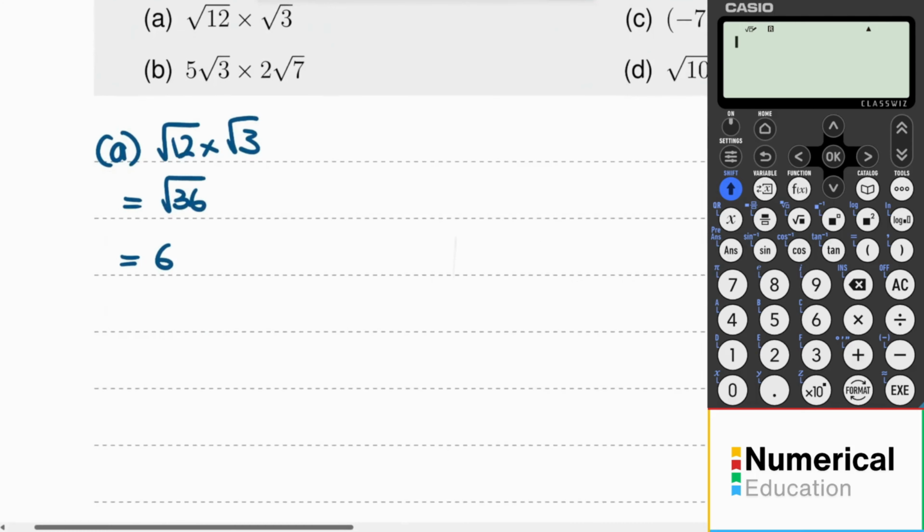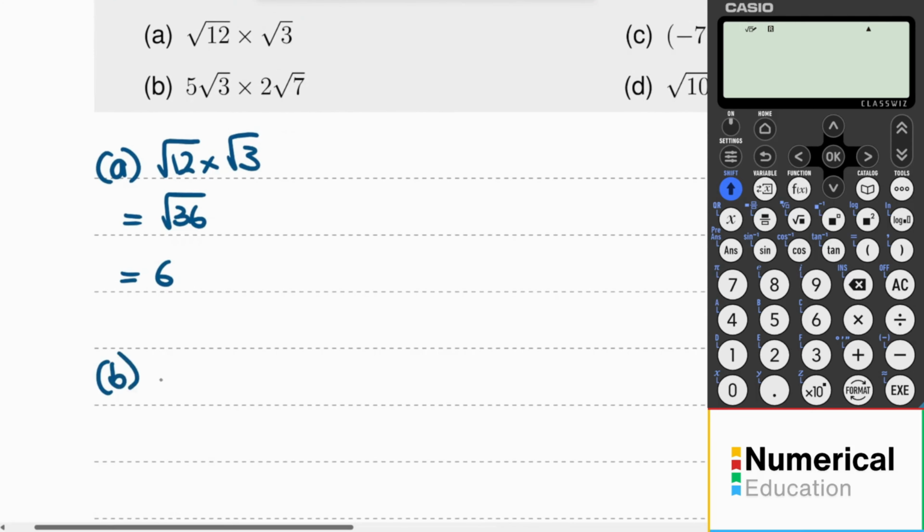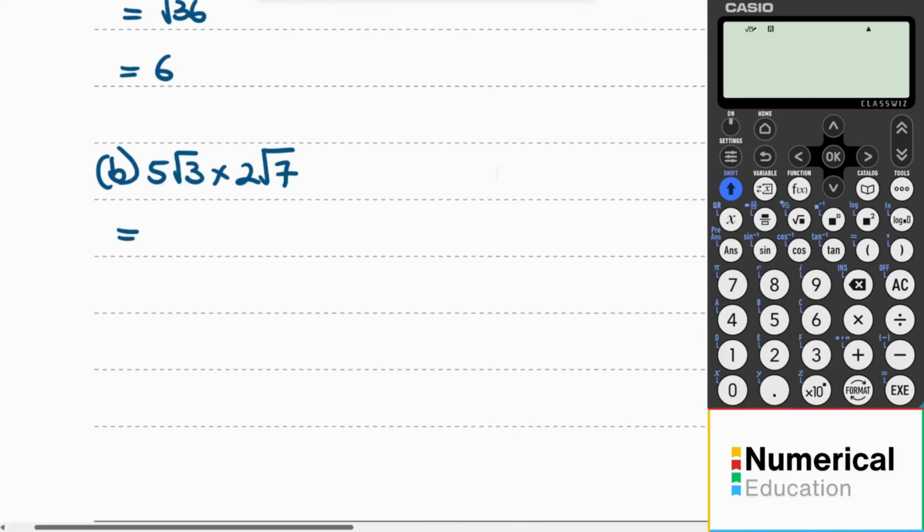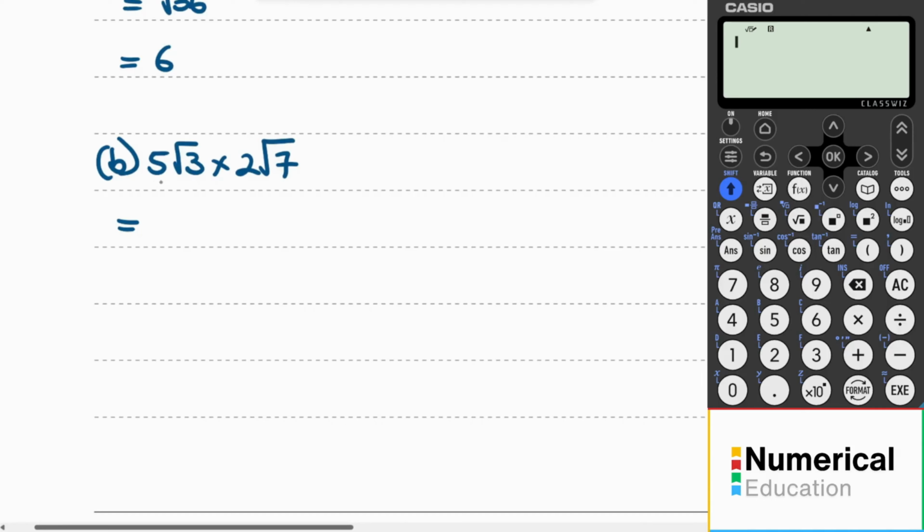All right. Part B. We've got a 5 root 3 that we're multiplying by a 2 root 7. So the first minor difference here between part B and part A is we've got numbers on the outside. So if we have numbers on the outside, multiply the numbers first on the outside. So 5 lots of 2 is 10, square root, 3 lots of 7 is 21.